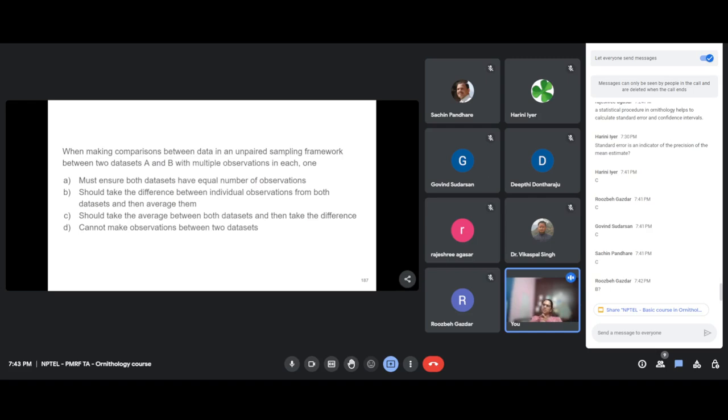Okay, so when you take the difference between individual observations from both data sets, you're basically doing A minus B, the summation of A minus B, and then the average, right? Or in C, you are taking the average of both data sets and then taking the difference. This is unpaired. So the key word here is unpaired.